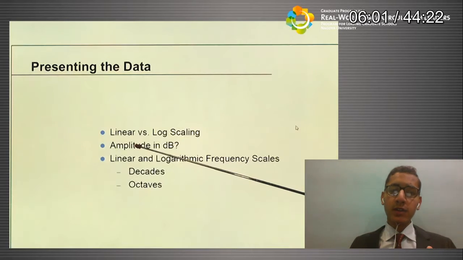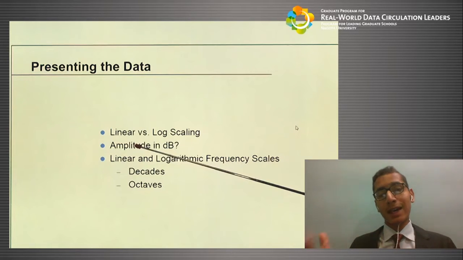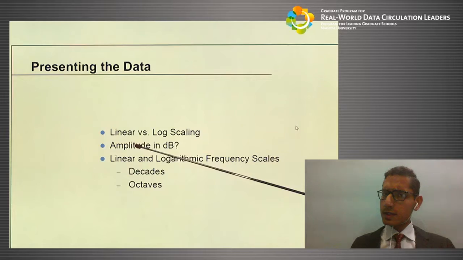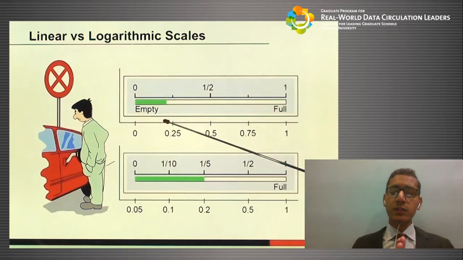Now, presenting the data, there are 3 basic types to present the data. There's the linear scaling, or there's logarithmic scaling. Then we have the amplitude in decibels. Then we have the linear and logarithmic frequency scales, that is decades or octaves. We will discuss them, don't worry. First of all, we have linear and logarithmic scales.